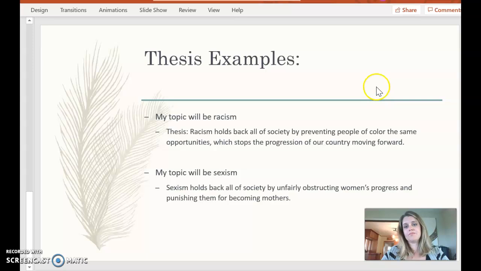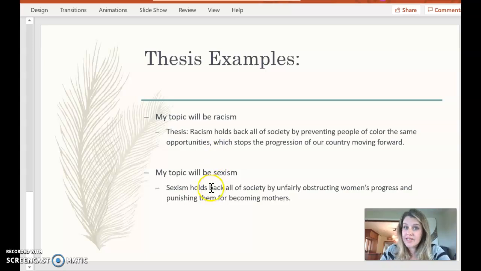Here are some examples. So my topic, I picked racism for the first one. So my working thesis, I'm not completely married to this thesis. I'm only working on it. So this is where I'm going to start. Racism holds back all of society by preventing people of color the same opportunities, which stops the progression of our country moving forward. It's a wordy one, but it's a start. And that's all I want from this week, just to start.